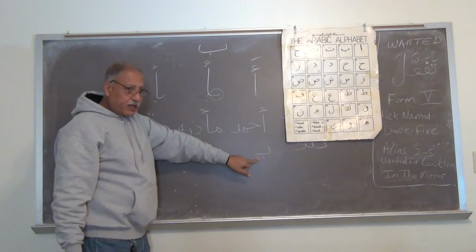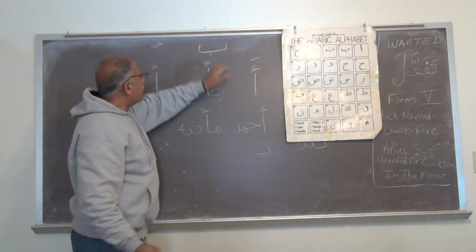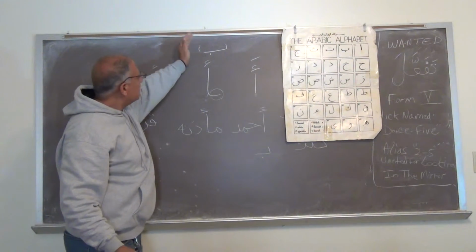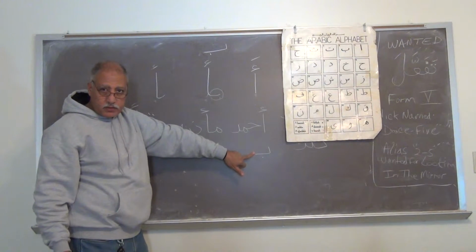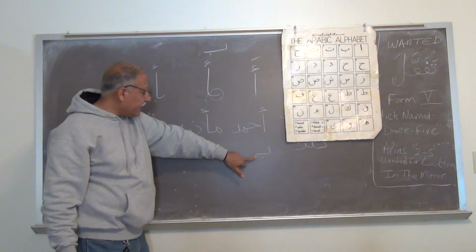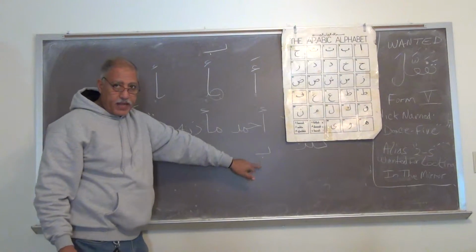At the beginning of the word, it's going to be like that. We're going to cut this piece right here. And the reason for that is we have to connect it to the next letter. So it's going to be like that. Ba.